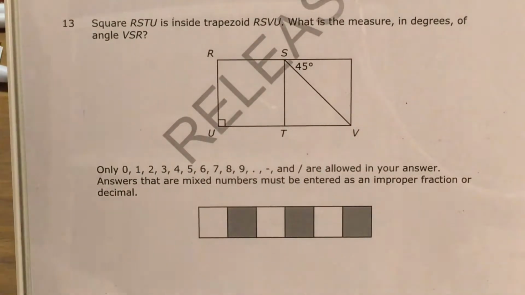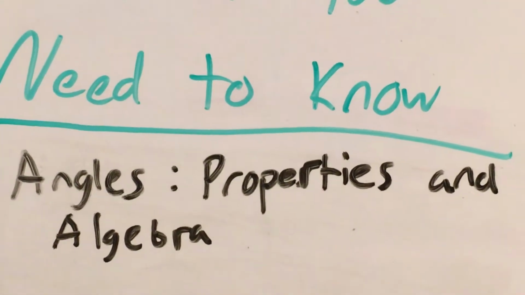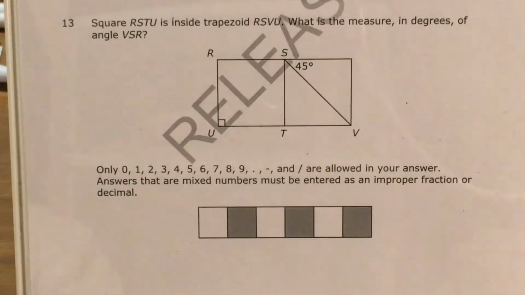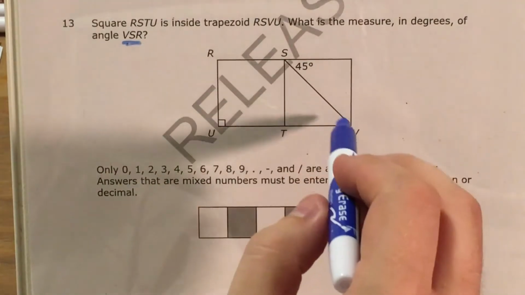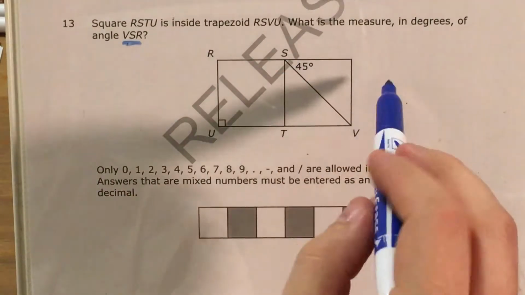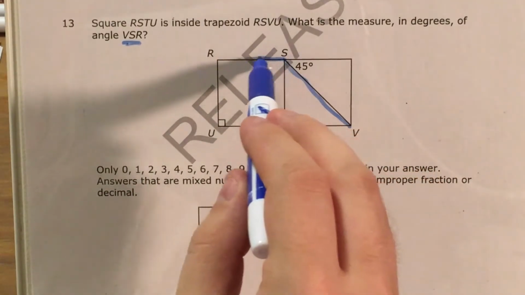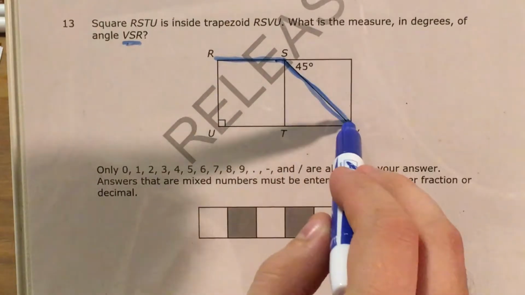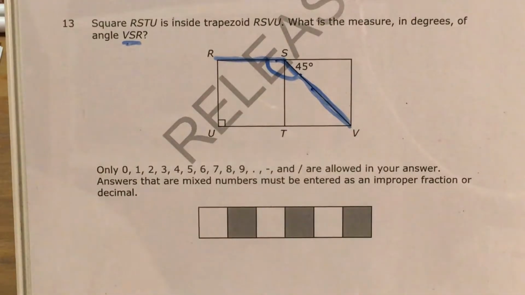In order to do a question like this very well when you see it on a test, the only thing we're actually going to need to know is how to work with angles, including using some properties of different special types of angles, and setting up algebra problems based on those properties where we have some unknown number. So let's look at angle VSR. When it says angle VSR, it tells us that this is the angle that starts at V, hits S, and then comes over to R.